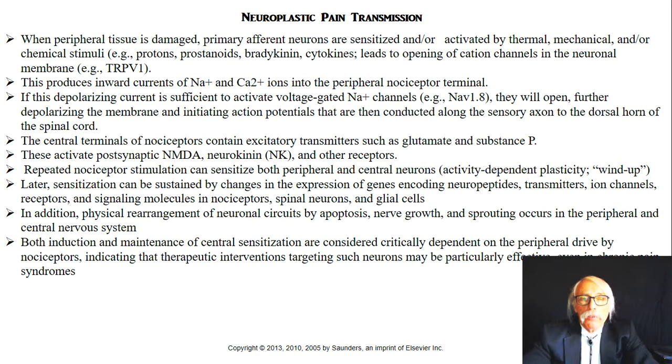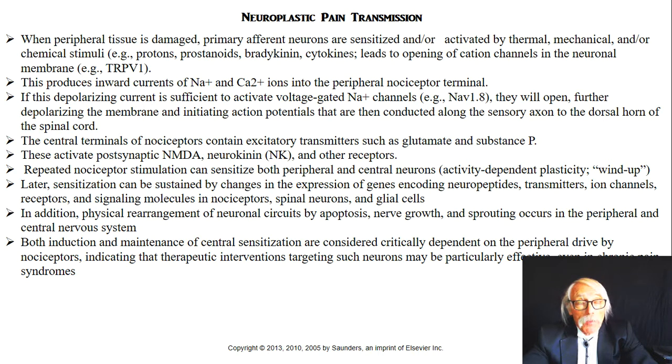So the paper here talks about neuroplastic pain transmission. So what do we mean by that? Let's go into this totally different topic. It's really important. When peripheral tissue is damaged, such as if you are using a hammer and let's say you're building something like a chicken house for your chickens, and you bang that hammer on your thumb, that kind of damage. There are primary afferent neurons, and they are sensitized and or activated by various kinds of stimuli. The mechanical one I just told you about. There can also be a thermal, that's high temperature, like heat, like a fire. And of course, chemical stimuli.